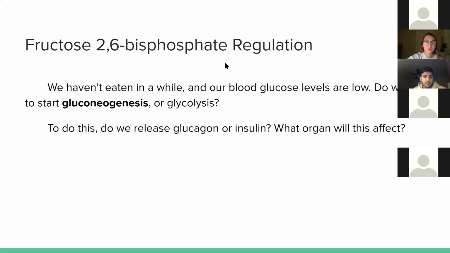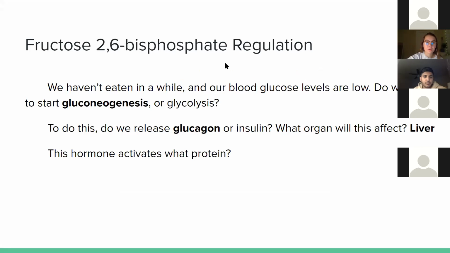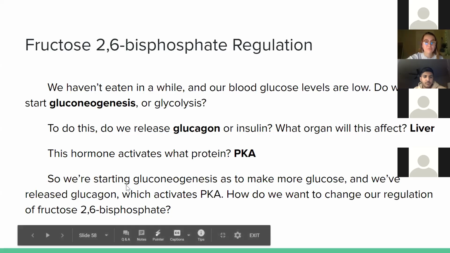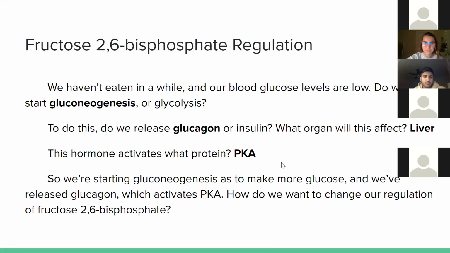So because we have low levels of blood glucose, we are going to be releasing glucagon, indicating low levels of glucose in the blood, and this is going to directly act on the liver. And so this hormone will activate our protein kinase A. And so essentially we are starting gluconeogenesis to make more glucose because we are at low blood concentrations of glucose. We have released glucagon, which will activate protein kinase A, which we've covered previously.